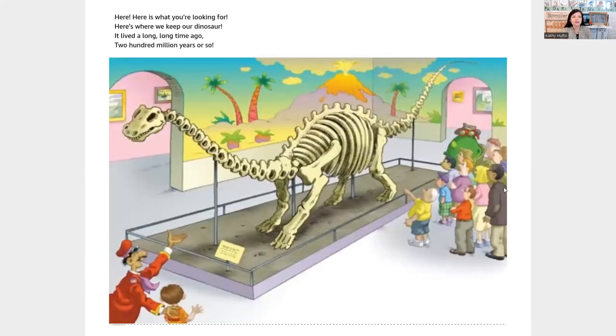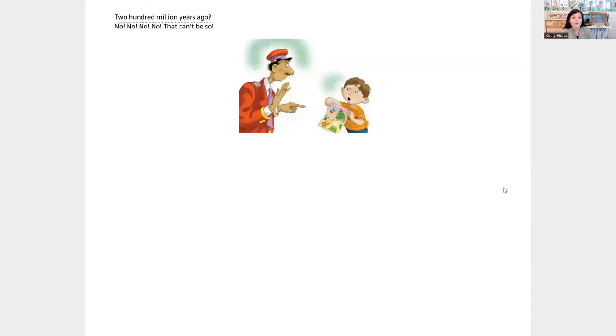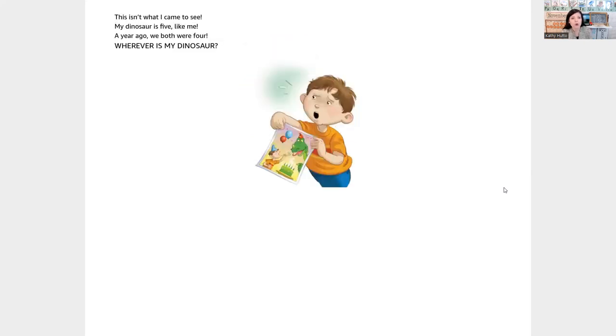Here's what you're looking for. Here's where we keep our dinosaur. It lived a long, long time ago, thousands of years or so. Thousands of years ago? No, no, no, no, that can't be so. This isn't what I came to see. My dinosaur is 5 like me. A year ago, we both were 4. Wherever is my dinosaur? I've got to find my dinosaur before he misses one meal more.